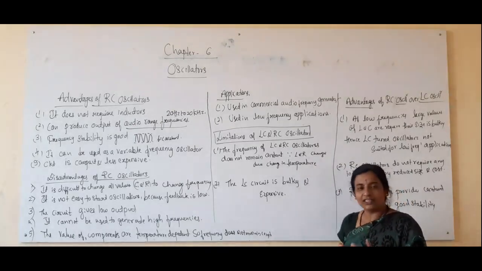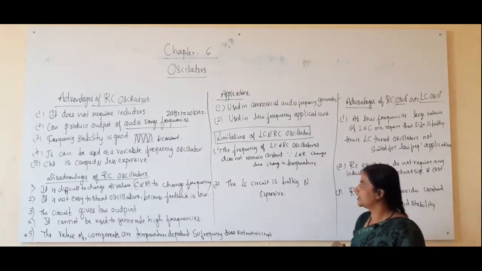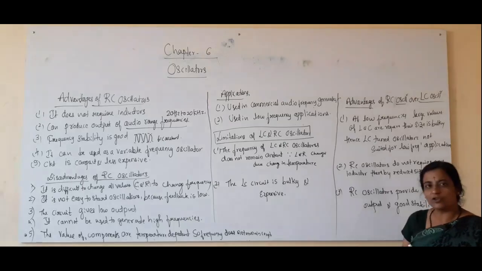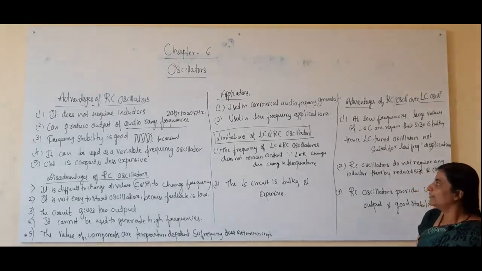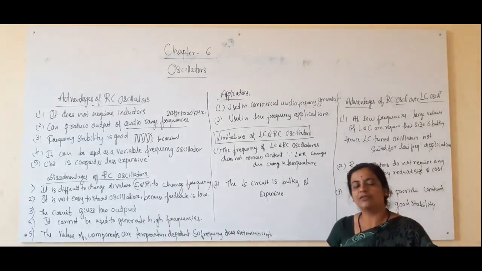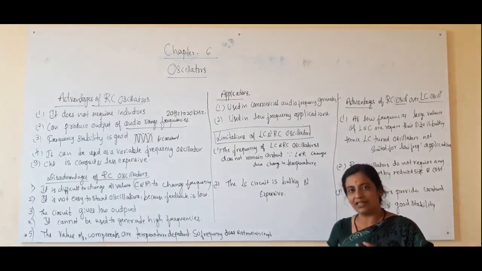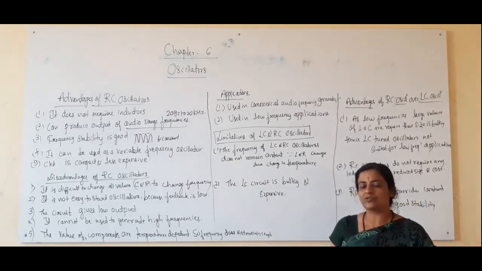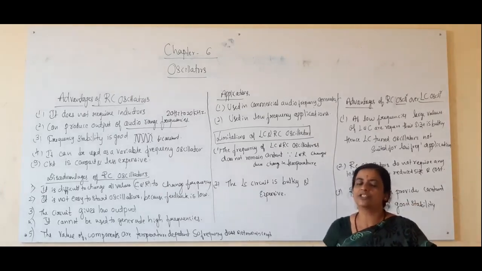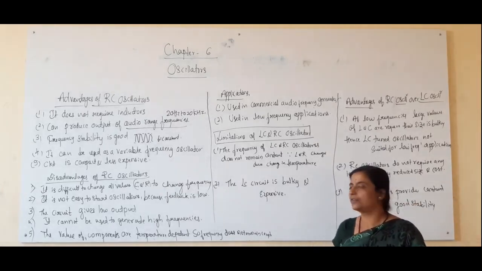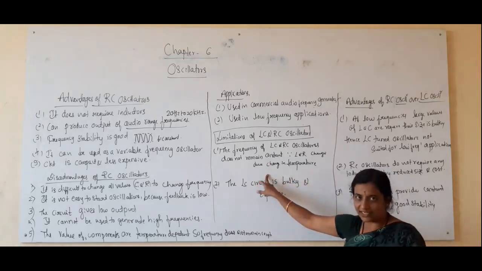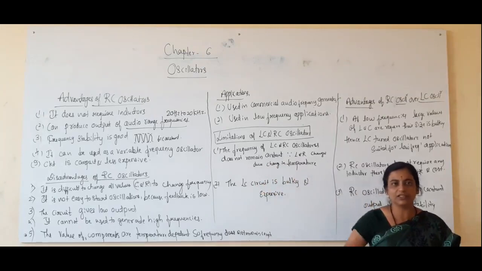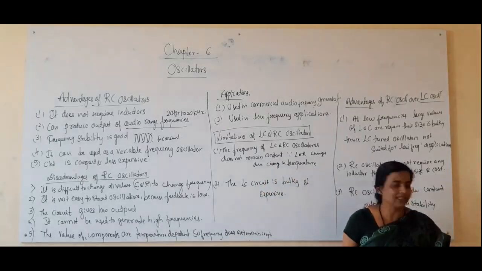What are the limitations of these LC and RC oscillators? The frequency of LC and RC oscillators does not remain constant. Why? Because as the temperature changes, the values of inductances as well as resistances change. As these values change, automatically the frequency of oscillation also changes, and frequency stability cannot be obtained in both RC as well as LC oscillators. This is one limitation of these circuits.